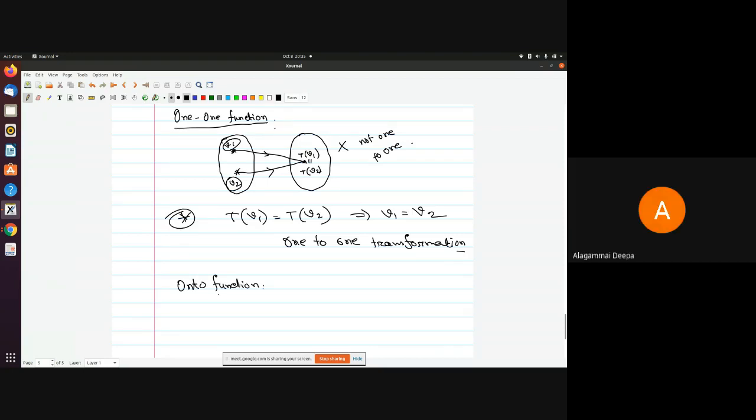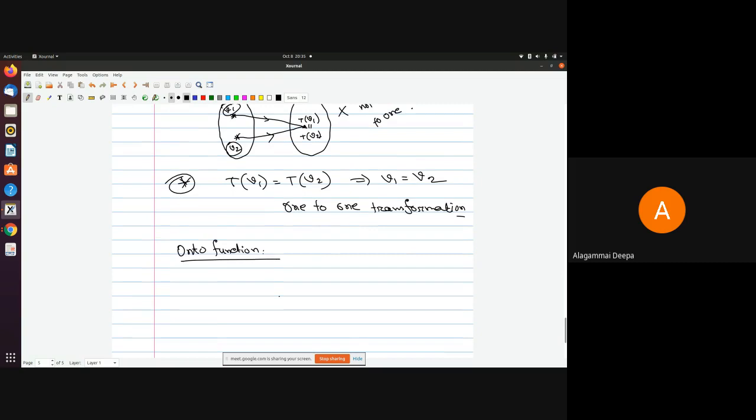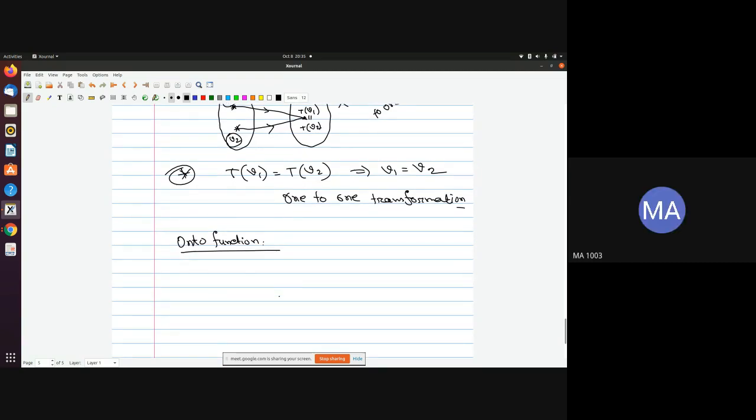And what was the definition of onto? All the elements of the codomain should be used. No, that is not a function. One input can give only one output, but many inputs can have the same output. For each element in the codomain, there should exist at least one pre-image in the domain, maybe more than one.